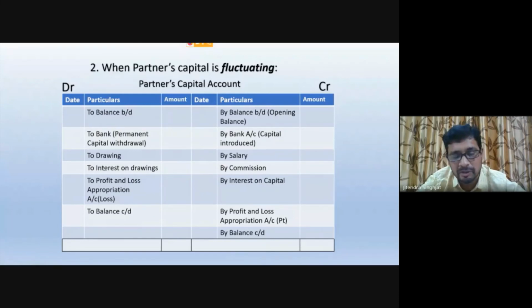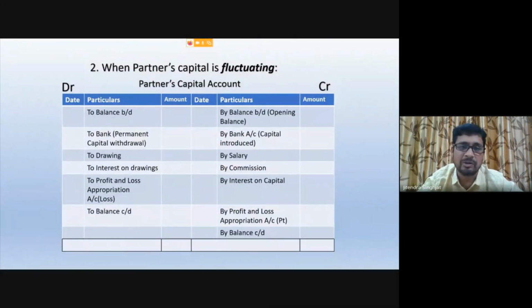So finally, children, we conclude that if we prepare capital account by using fixed method, then two accounts are prepared: partner's capital account and partner's current account. In partner's capital account, only capital is recorded. Other than capital, whatever partners are getting and need to give is recorded in current account. When partner's capital is fluctuating, partner's capital investment plus whatever partner gets other than capital, everything is recorded, and the balance can be debit or credit. I hope everything is clear to everyone.